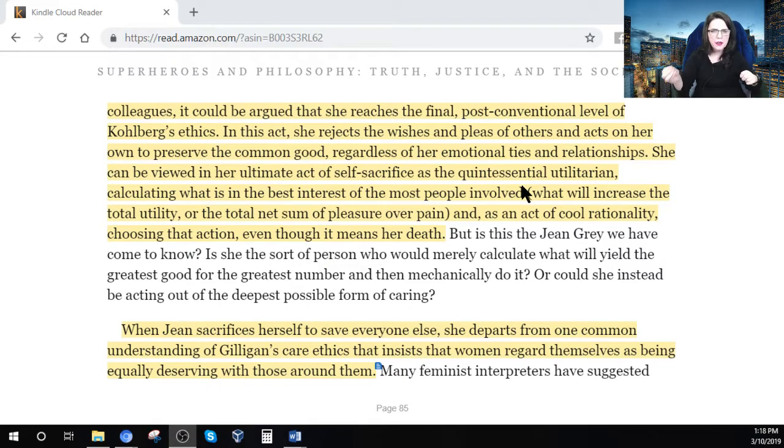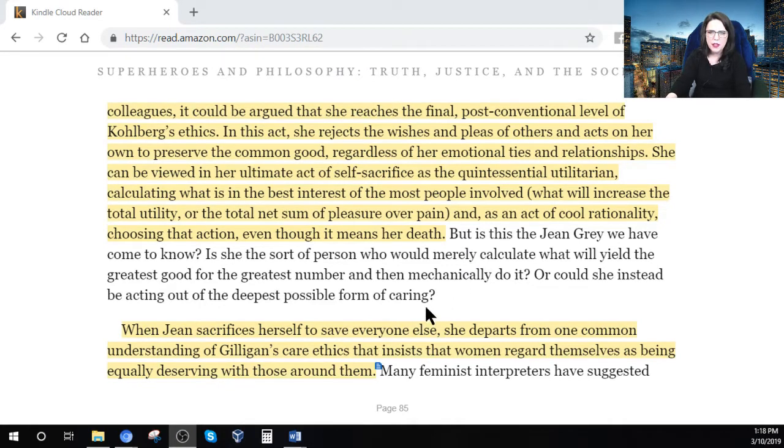Now, here Housel says that you could call this a quintessential utilitarian thought process. And I can see where she's saying that. However, I don't know that I fully agree, and I would like to know what you have to say about this. Do you think it falls within utilitarianism? Do you think it falls somewhere else? Even Housel's asking these same questions if we look here on page 85.